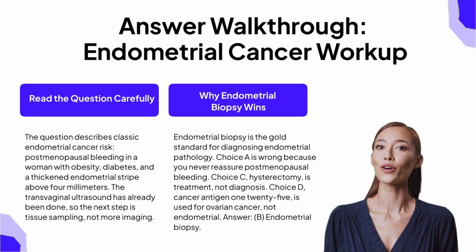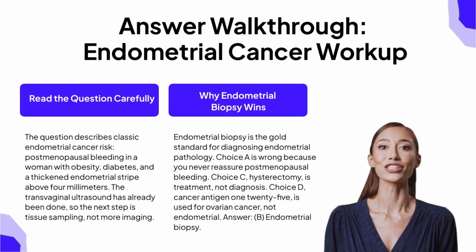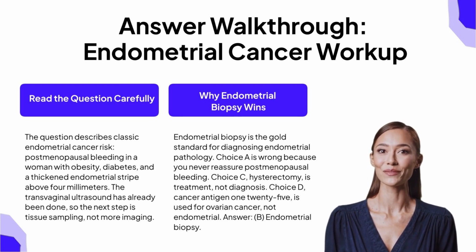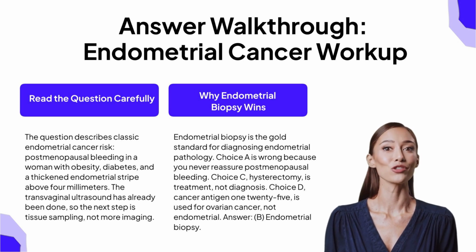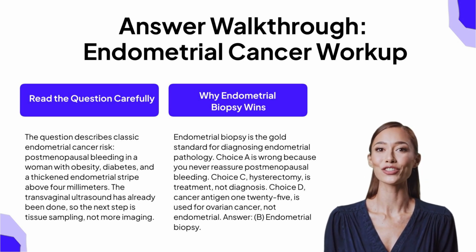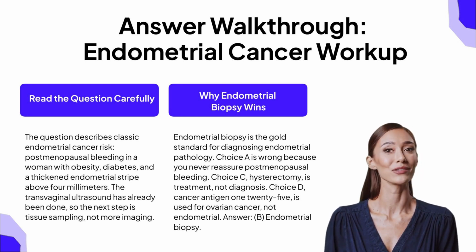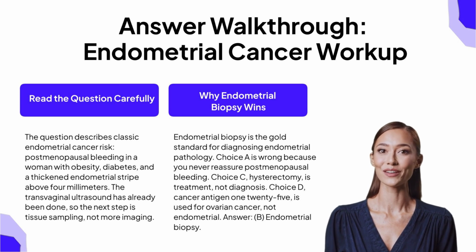Let us eliminate the wrong answers. Choice A, reassurance and repeat ultrasound in 6 months, is wrong because you should never reassure postmenopausal bleeding without a tissue diagnosis. Choice C, hysterectomy, jumps straight to treatment without a diagnosis. Choice D, cancer antigen 125, is a tumor marker used for ovarian cancer monitoring, not for endometrial cancer workup. The correct answer is B, endometrial biopsy. These workup sequences are detailed in your First Aid and question bank resources.